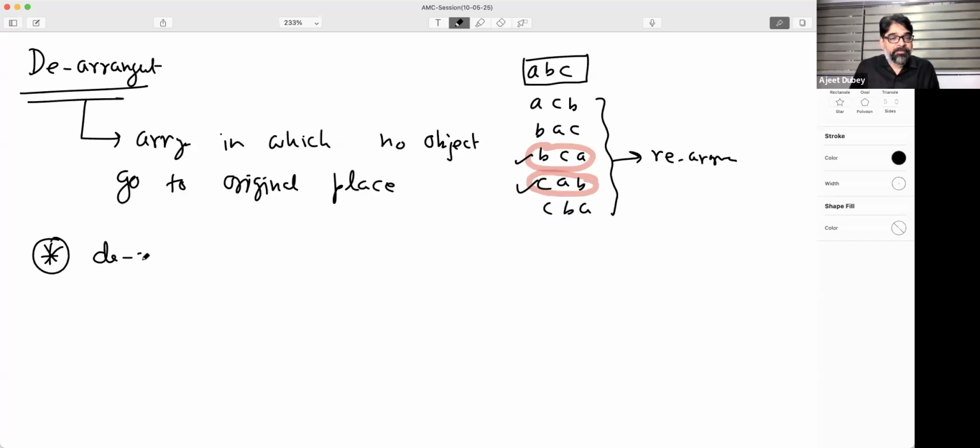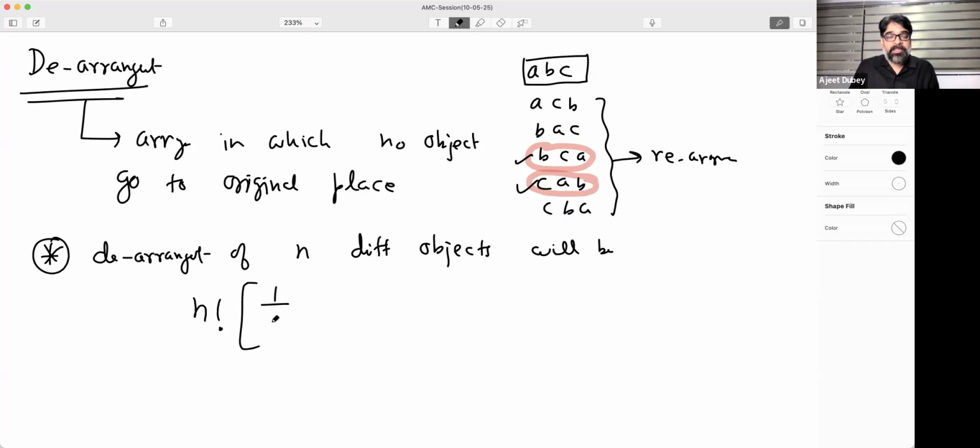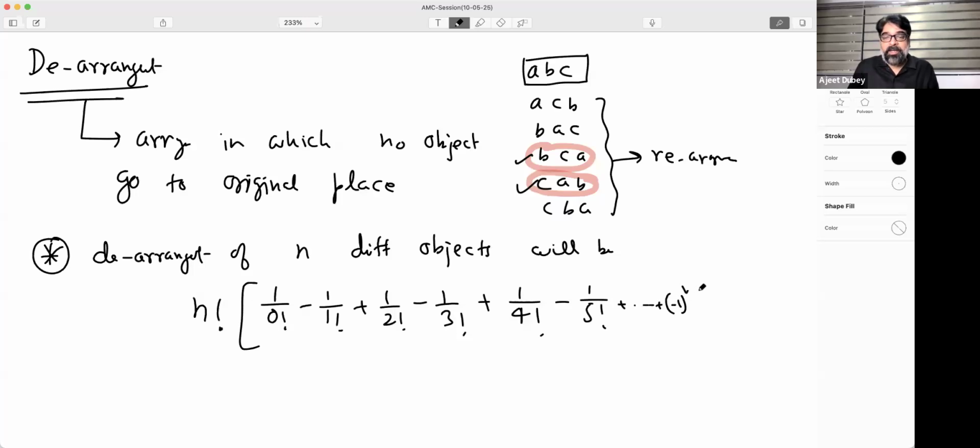The derangement of n different objects will be n factorial into 1 by 0 factorial minus 1 by 1 factorial plus 1 by 2 factorial minus 1 by 3 factorial plus 1 by 4 factorial, and so on, till the last term, minus 1 power n by n factorial. This can be derived by using the recursion method.